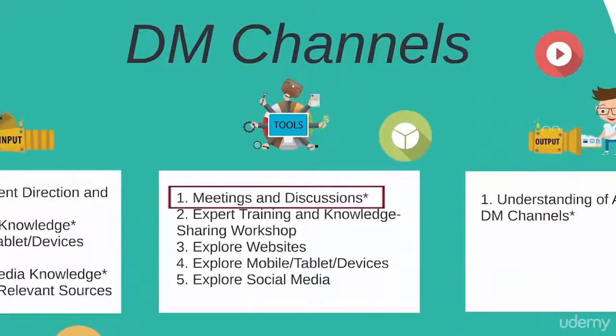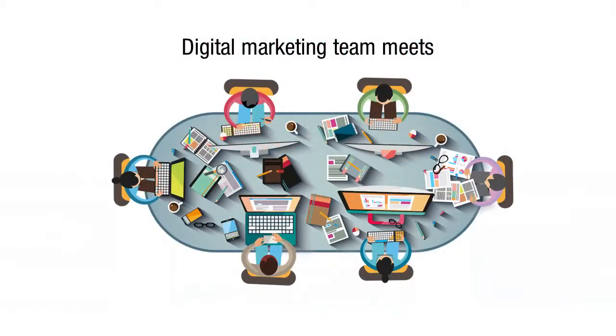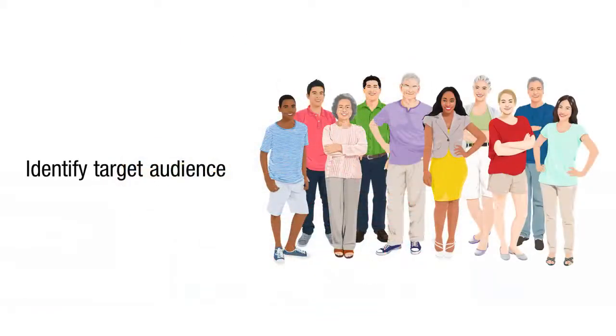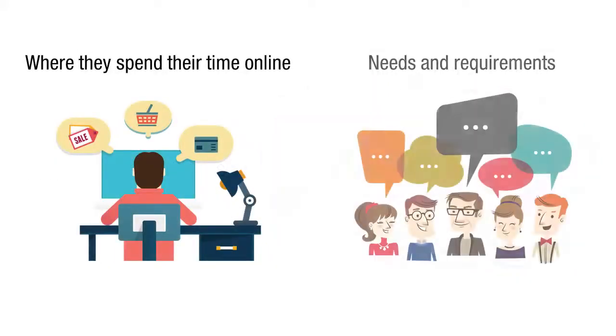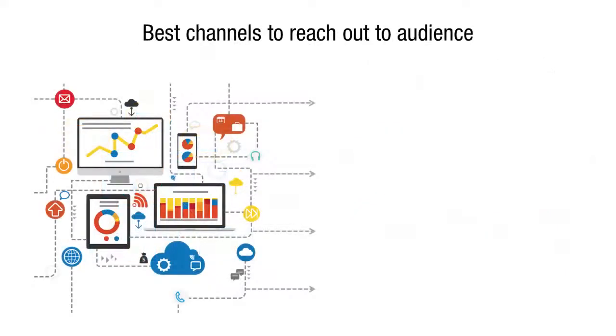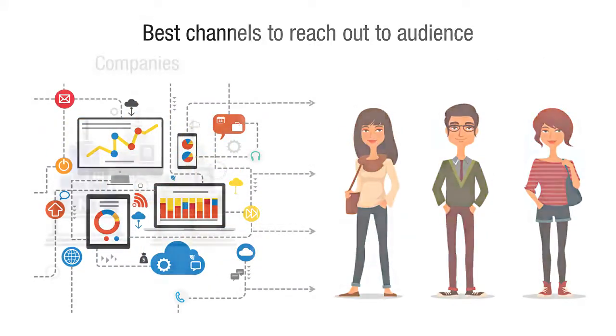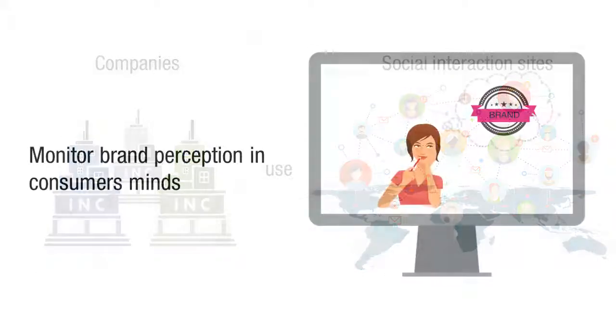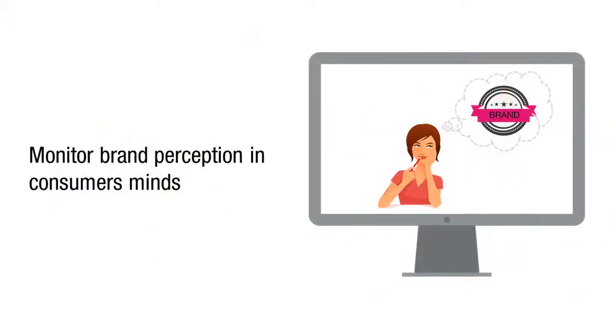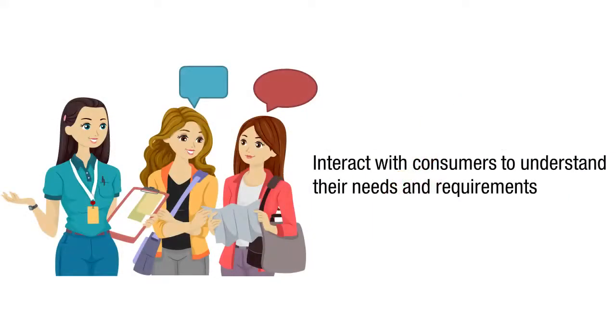Meetings and discussions. The digital marketing team meets to identify who its target audience is, where they spend their time online, and what their needs and requirements are, as well as to decide on the best possible channels to reach out to that audience. Companies increasingly make use of social interaction sites to monitor brand perception in the minds of consumers and to interact with consumers to understand their needs and requirements.